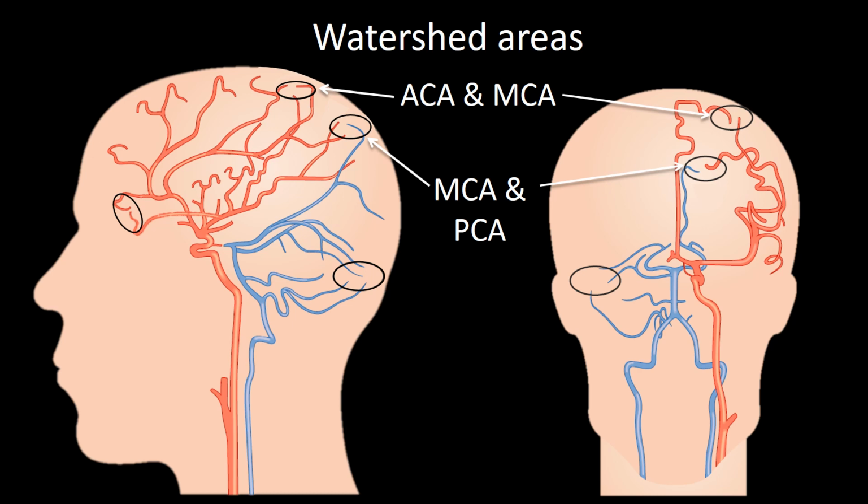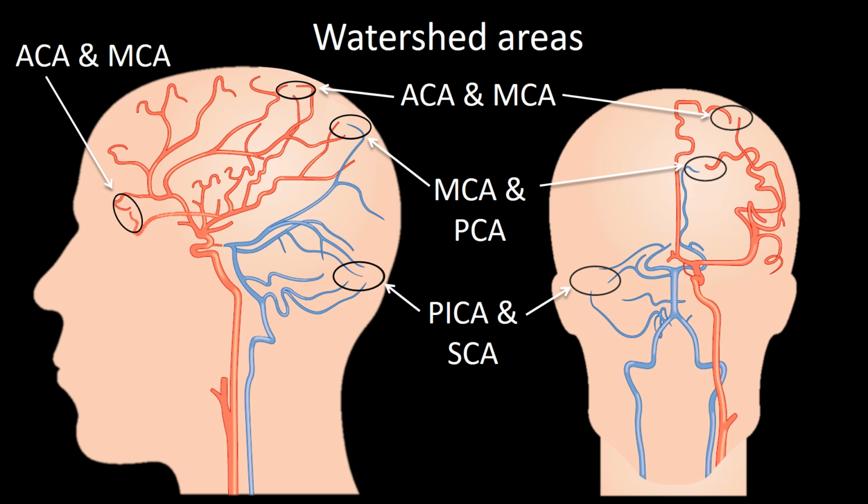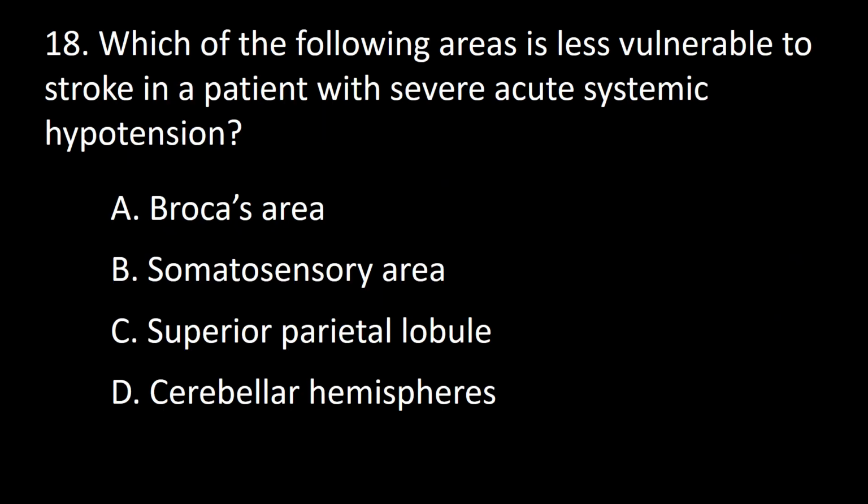The area irrigated by the terminal branches of the middle cerebral and posterior cerebral arteries, this area is involved in the irrigation of visual structures. The terminal branches of the posterior inferior cerebellar artery and the superior cerebellar artery, and less frequently the terminal branches of the middle cerebral and anterior cerebral arteries in the frontal region. Involvement of this area produces transcortical motor aphasia. So the answer to this question is A.